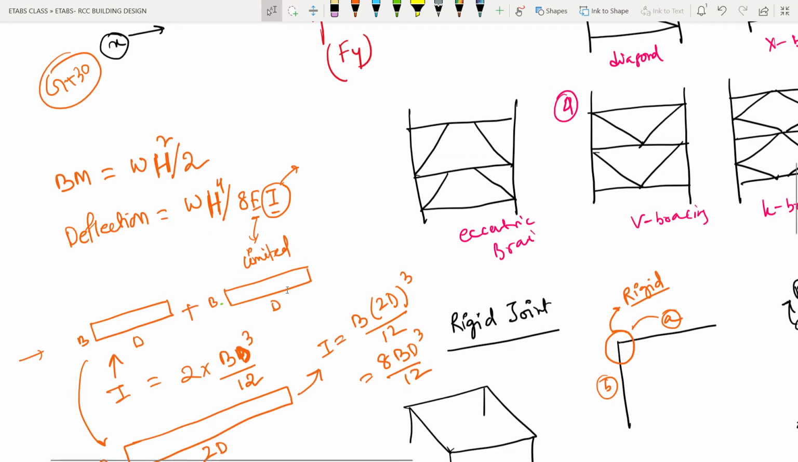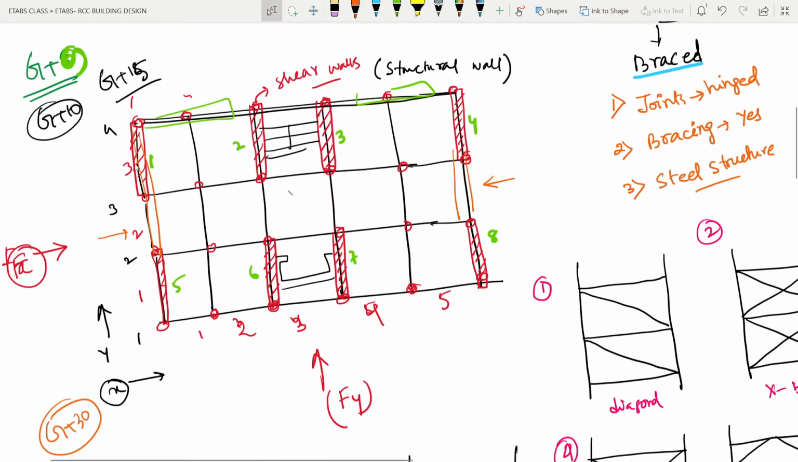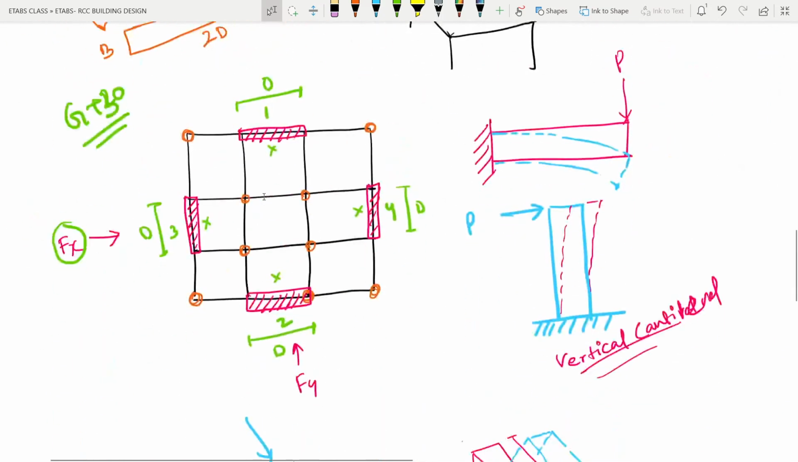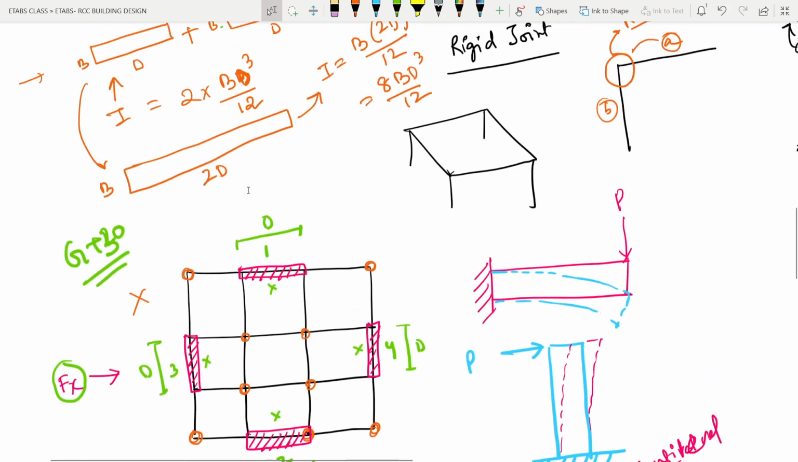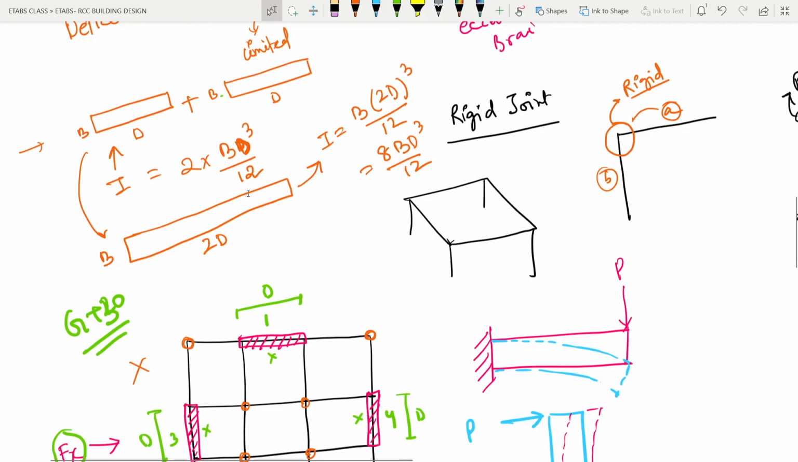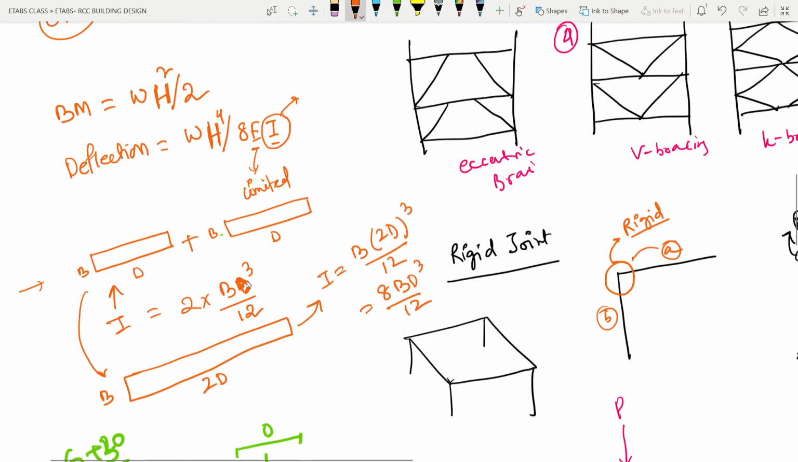But as I've said, it is not possible to provide a structural wall like this throughout the section. Or suppose from here to here we cannot provide a 2D length, because it will block the airways, or the ventilation, right? So this is also failing now. So there was another system.